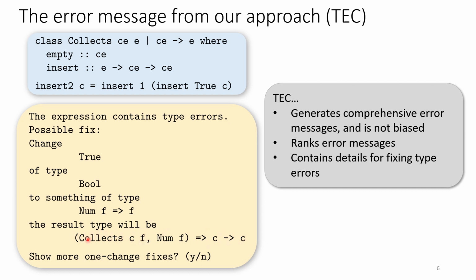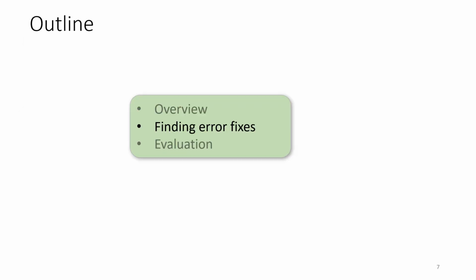For example, if the user knows what the target type of insert2 is, then the user can quickly use that information to decide whether this error message is useful and should be followed. Next, I will talk about how our approach finds error fixes.